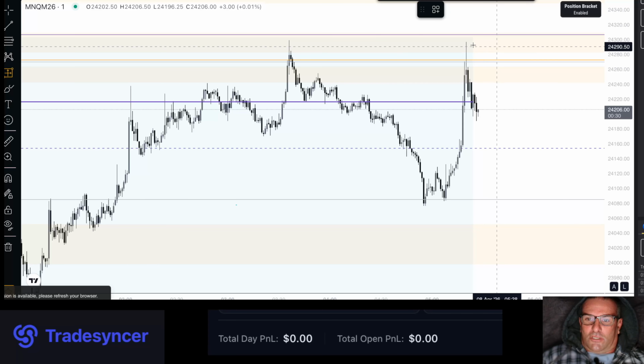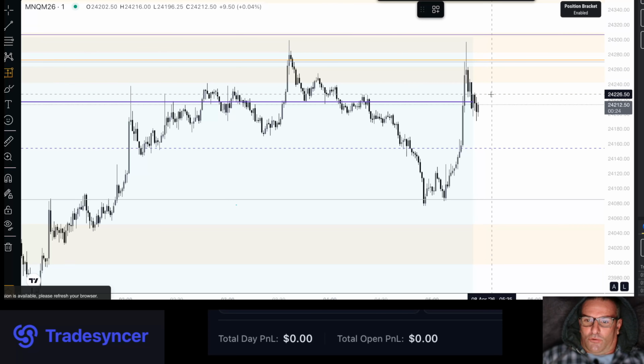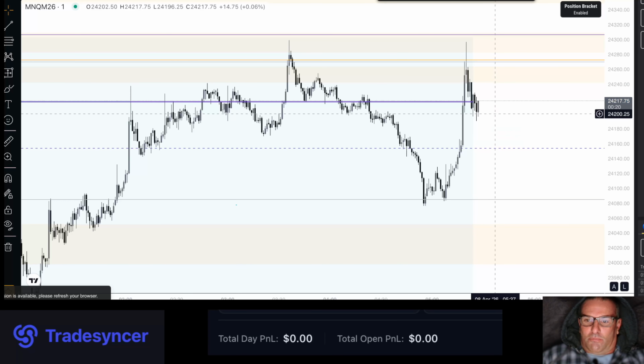The issue that I'm seeing at the moment is that each candle is moving roughly between 17 and 30 points.